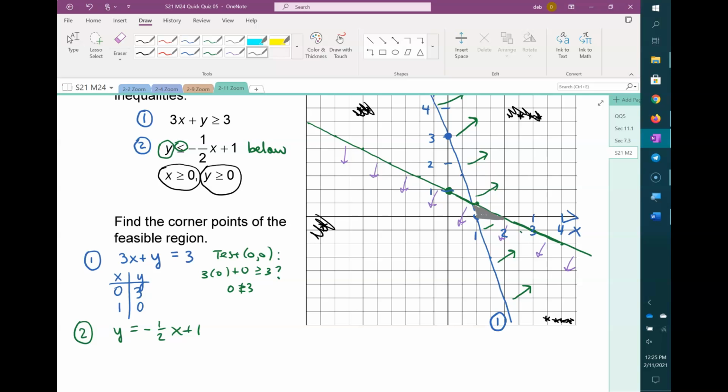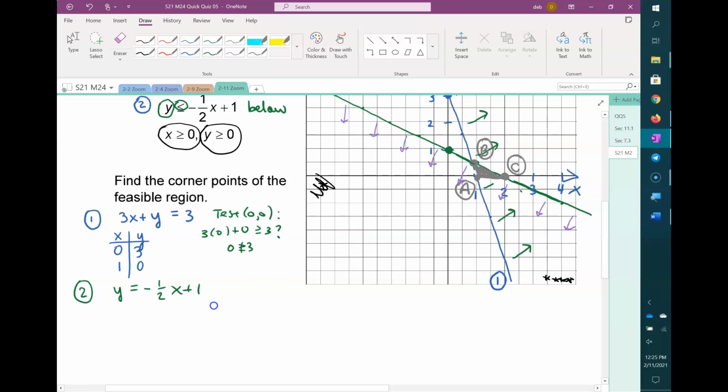Now there's one more step: find the corner points of the feasible region. So I'm going to label them here. I usually use the lower left point as my beginning place, and that's A, and then I label this one in the upper left, B, and this one in the lower right, C. If you found one of the points as part of your graphing, then you can just state what it is. So I can just say point A, I found that when I was graphing line 1. It's the x-intercept of line 1, so I know it's the point 1, 0.